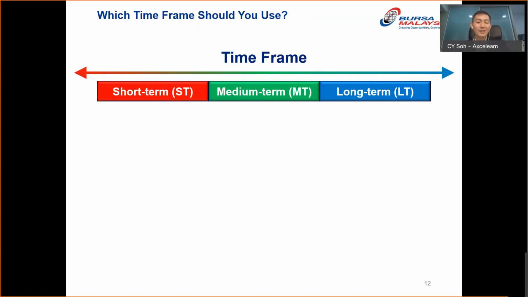Can you let me know what is the current time frame that you are using right now in your trading? If you're using short-term time frame, you can type in ST. If you're medium term, you can type in MT. And if you are doing long-term, you type in LT, so that I would like to know which time frame most of you would like to trade when it comes to futures trading. So I see there are short-term ST, some is ST and MT, some is LT, some say sometimes ST, sometimes medium term.